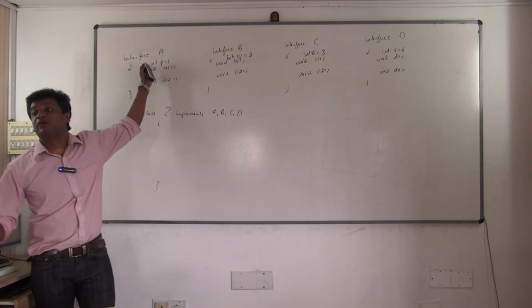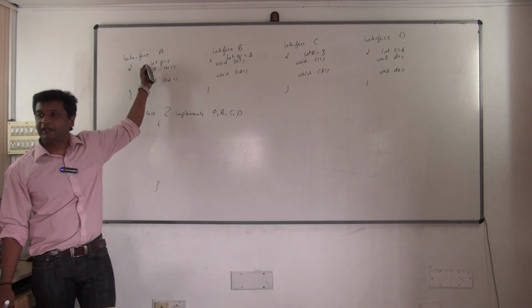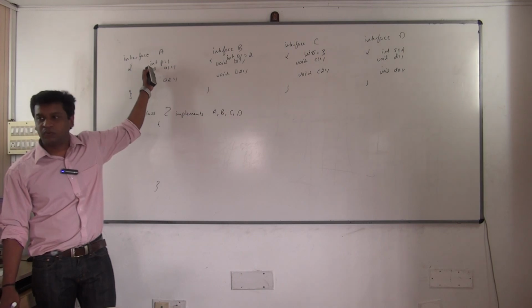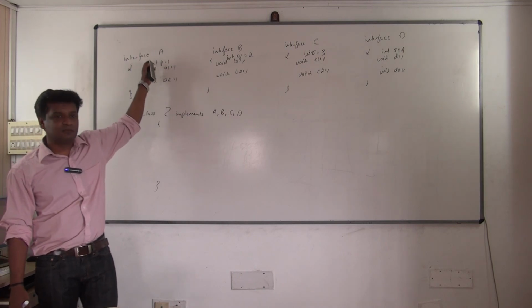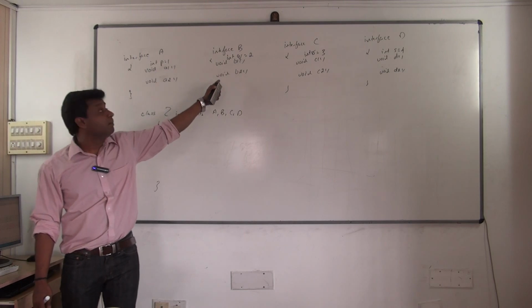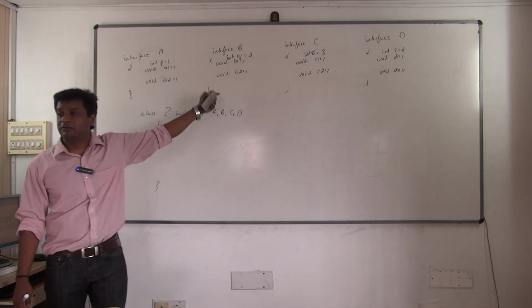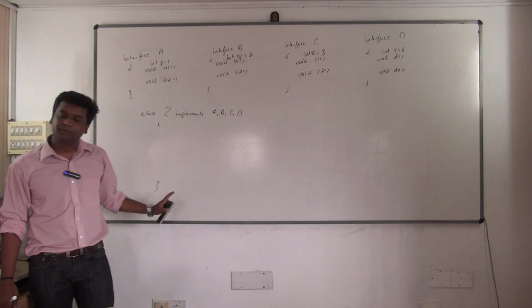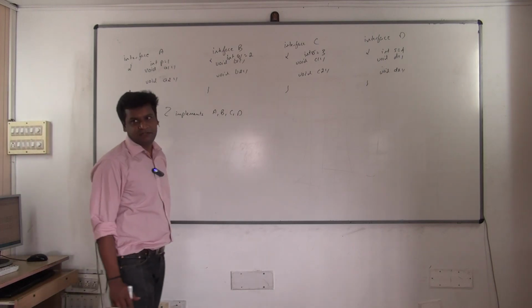If I try to work with A, only two methods, A dot A1, A dot A2. Understood? A dot P also possible. If I try to work with B, B dot Q, B dot B1, B dot B2. You know how to work now. Are you clear with this? Fine. This is what is multiple inheritance.